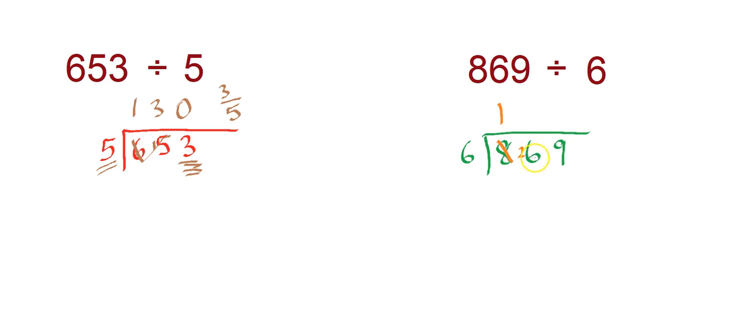So 6 into 26, if I know my times tables, I know it's 4. So what is 4 times 6? That's 24, so there's 2 remainder. 6 into 29, again, that goes 4. And there are 5 left over, right? So 4 6s are 24, remainder 5.